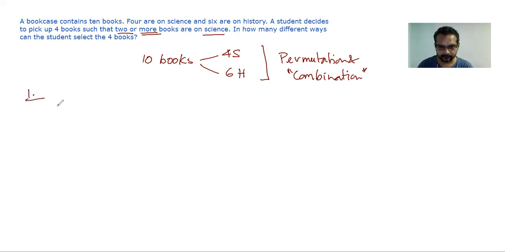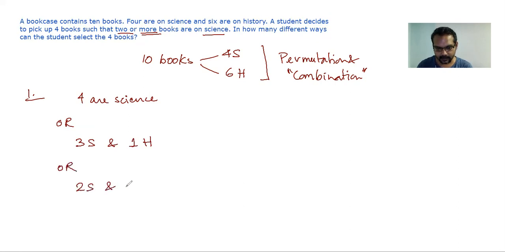The first method is we write down the possibilities. Since 2 or more are on science, the first possibility is all 4 are science and none of them are on history. Or you have 3 on science and 1 on history. Or you have 2 on science and 2 on history. So these are the 3 possible scenarios that we can have.